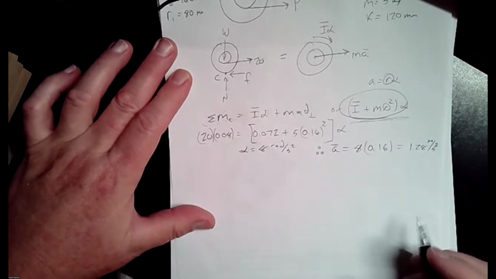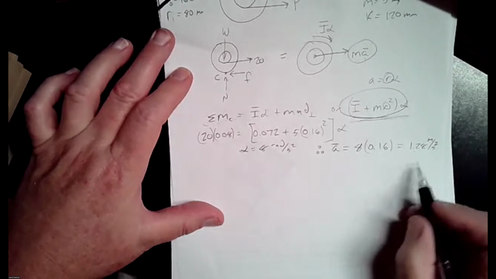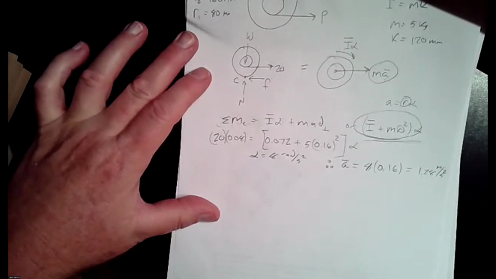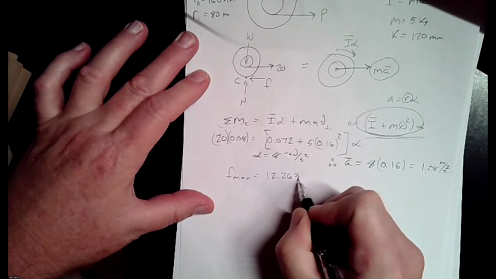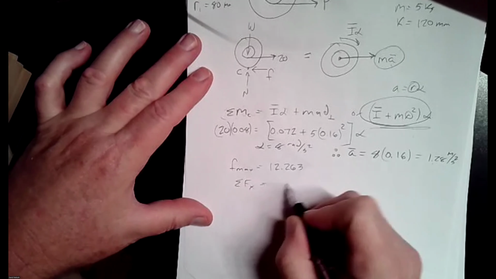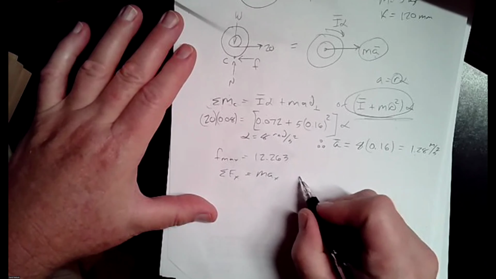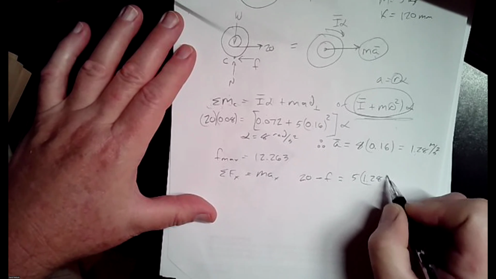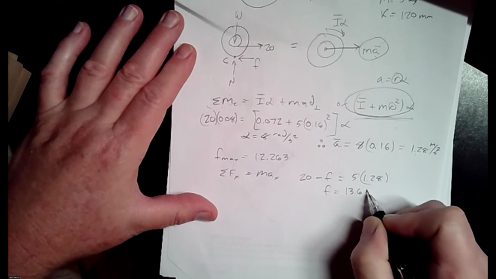And again, that's the center of mass. So the center of mass of the circle here is accelerating at that rate, 1.28. So now we have to check about the friction. Now we already established that F max was 12.263. That doesn't change. So if we sum the forces in the x equal to max, let's see what we get. Well, we have 20, again, minus F equals 5 times 1.28. So if we do that and solve for F, F is now 13.6 newtons.